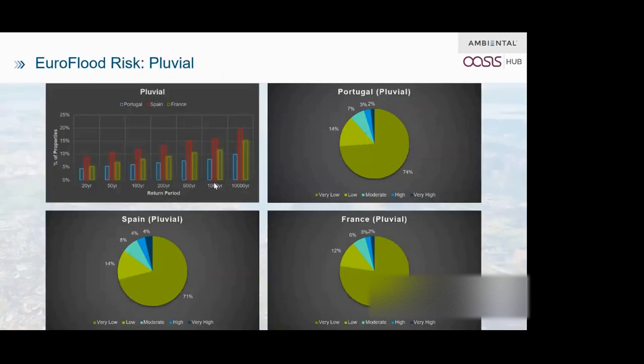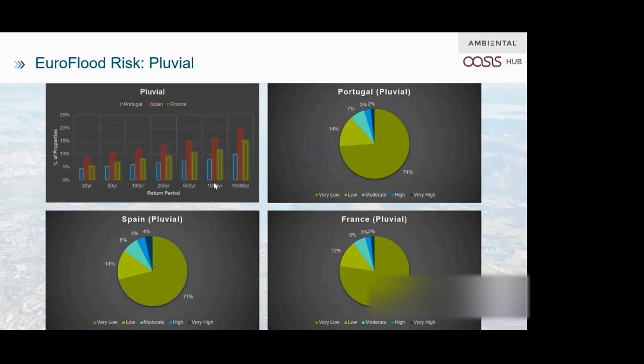Yes, so this is just a final example, but this time focusing specifically on pluvial flooding across Spain, Portugal and France. So in terms of the proportion of total properties affected by pluvial flooding in each country, Spain is shown to experience the highest, while Portugal experiences the lowest. These graphs also show us the distribution of risk within our FloodScore risk rating categories. And it shows us that it's very similar actually for each country.